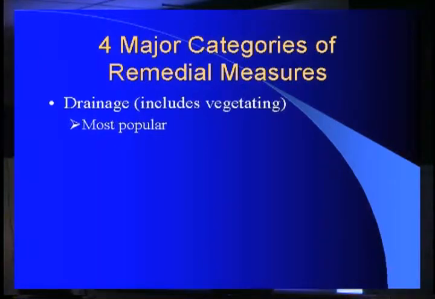There are 4 major categories of remedial measures. The most popular is drainage, trying to get water out of a site. It also includes vegetation, something that we probably don't utilize enough. Putting in vegetation is one way of draining, in addition to putting in pipes.